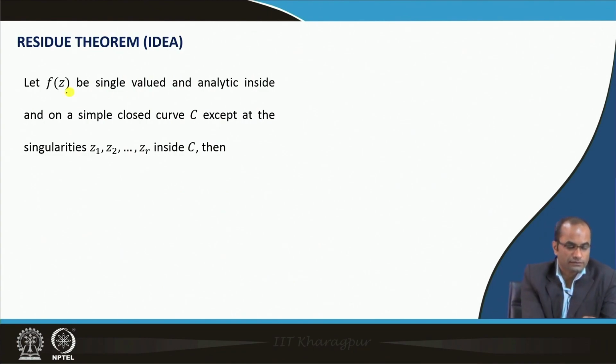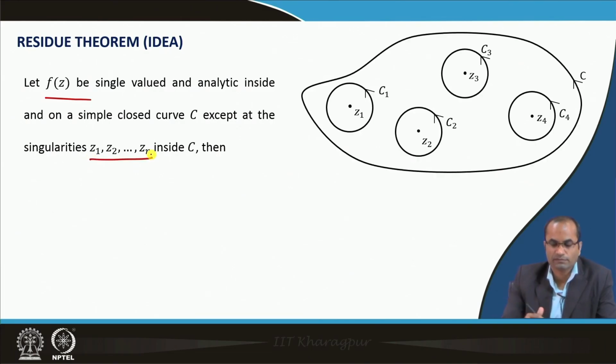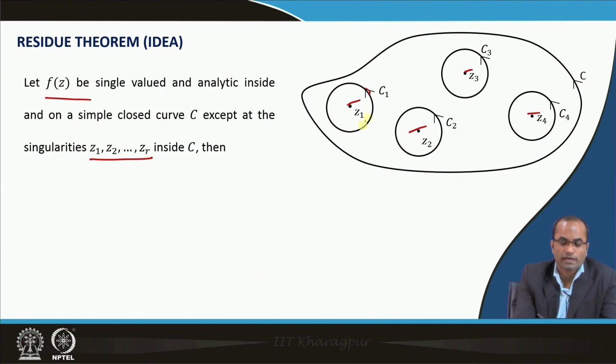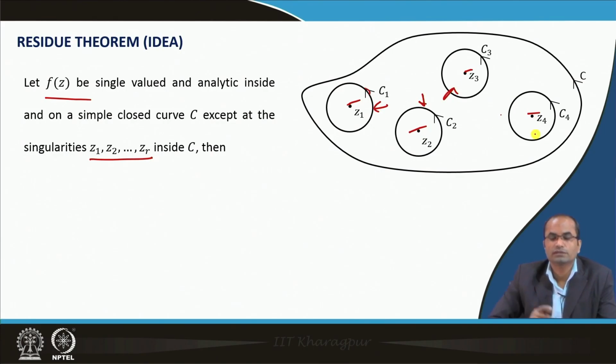So, we have this function f(z) which has r singularities, that means we have a curve which encloses all these singularities, and for each singularity enclosed we have a curve C 1. These are isolated singularities, so we can always enclose each by another circle which does not have further singularities. These are the circles which enclose all these singularities, having only one singularity in each circle.